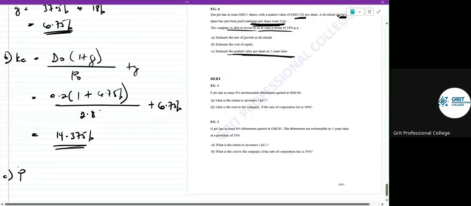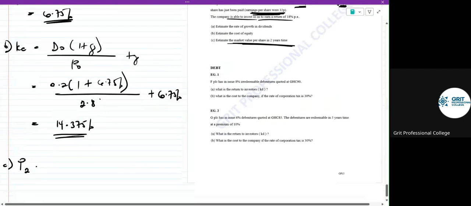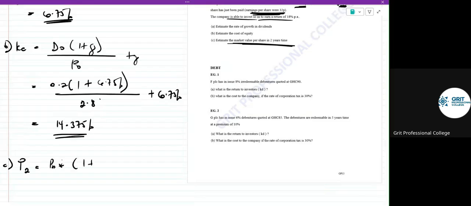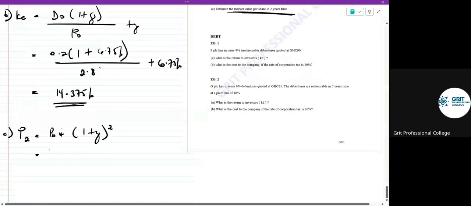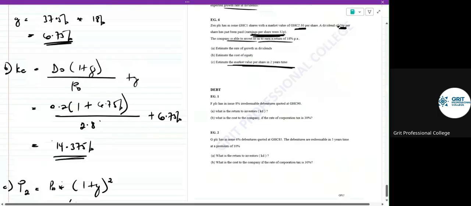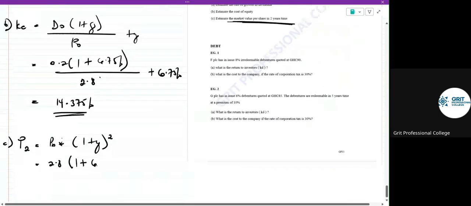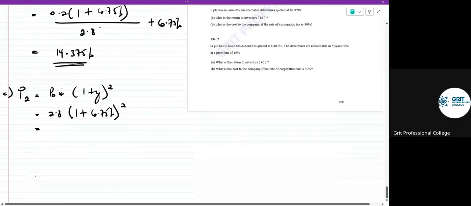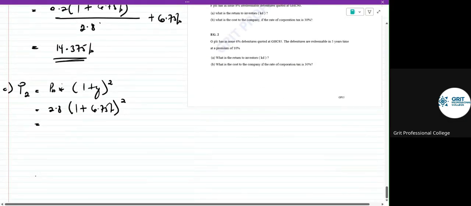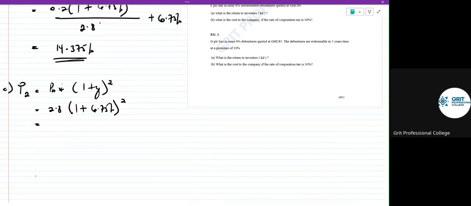And so the share price of the company in, let's say, 2 years' time will be the current share price, which is P naught, times 1 plus the growth rate, raised to the power 2. Currently the share price is 2.8, and that will be times (1 plus the growth rate, 6.75%) raised to the power 2. That gives us a share price of 2.8 times (1 plus 6.75%) raised to the power 2, and that is 3.19.